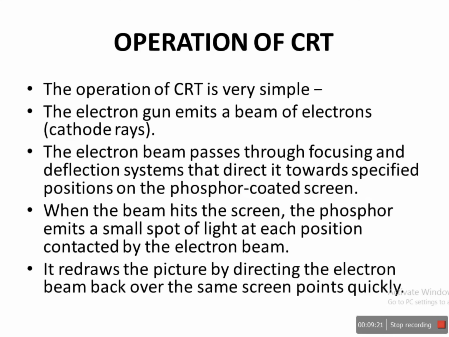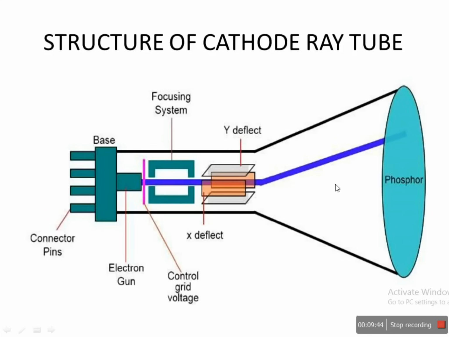Okay, so how did a cathode ray tube work? The operation is very simple. There is an electron gun that emits a beam of electrons. They are called cathode rays. The electron beam passes through the focusing and deflection system that directs it towards the specified position of the phosphor coated screen. Now see, this is the phosphor coated screen and this is the electron gun. This part is called the electron gun. It shoots a beam of cathode rays, and you can see over here how it is passing.